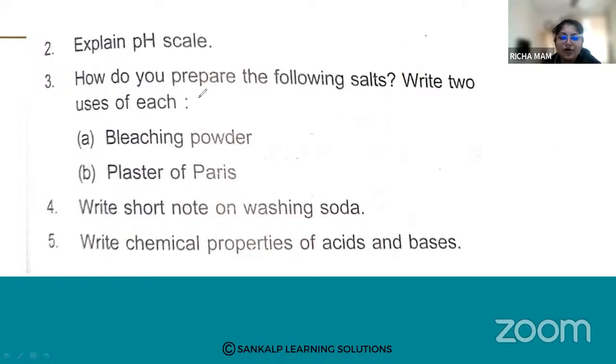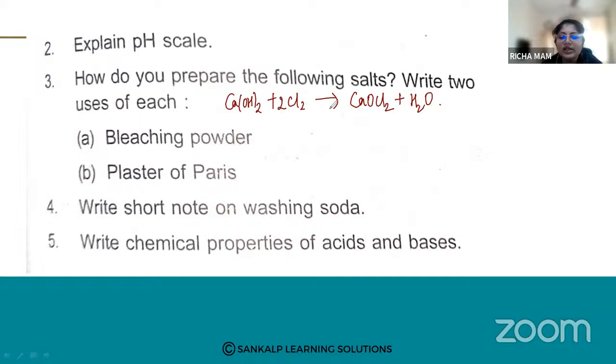How do you prepare the following salt? Bleaching powder. How is bleaching powder produced? We have seen this. When you pass chlorine gas over dry slaked lime, calcium hydroxide, you get bleaching powder plus water.